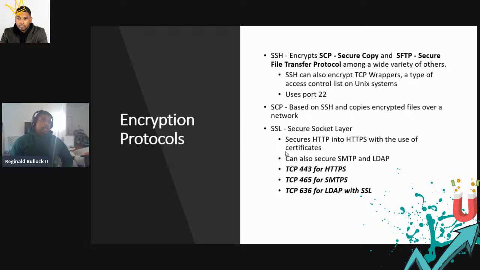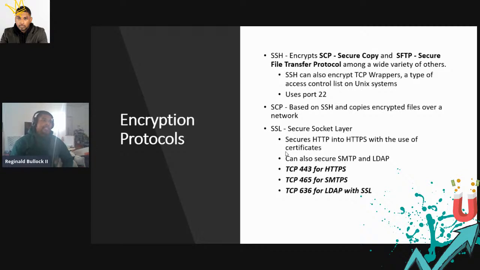Encryption protocols. SSH encrypts SCP, secure copy, and SFTP, secure file transfer protocol, among a wide variety of others. SSH can also encrypt TCP wrappers, a type of access control list on Unix systems, and it uses port 22. SCP is based on SSH and copies encrypted files over a network.